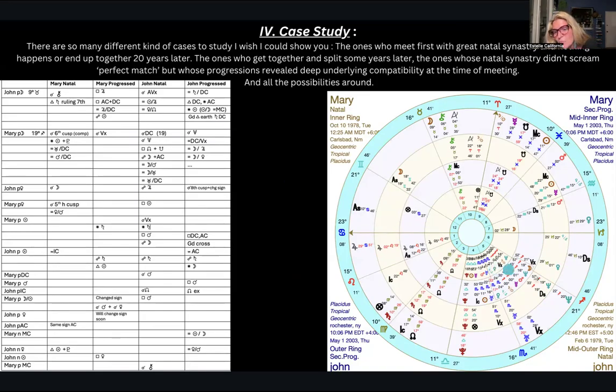His progressed Neptune at 20. Here, we have it here. Beautiful. You see, even the other planets' peaks, they get closer. It's amazing. It's gonna be okay, conjunct the sixth cusp of Mary. So here we have it. 19 degrees and 21 degrees.